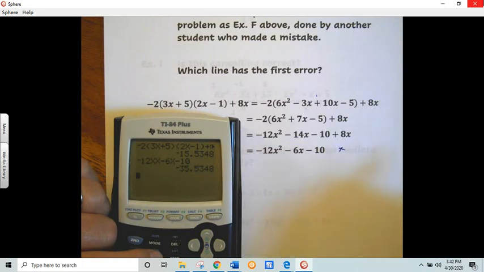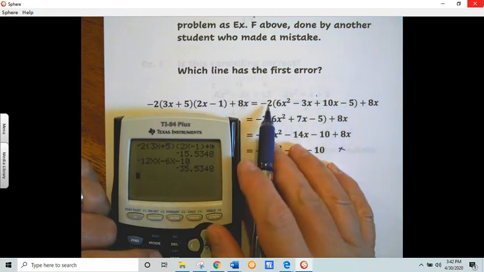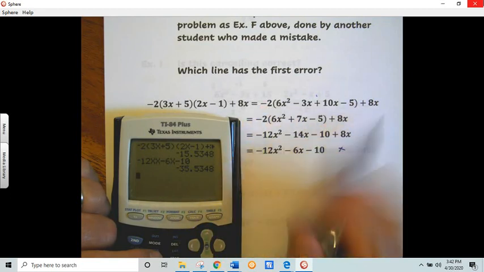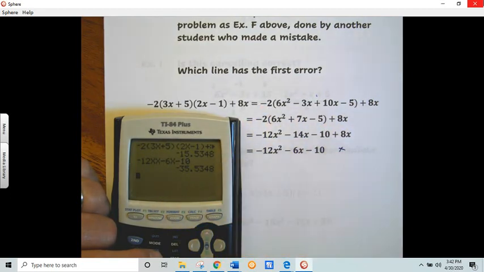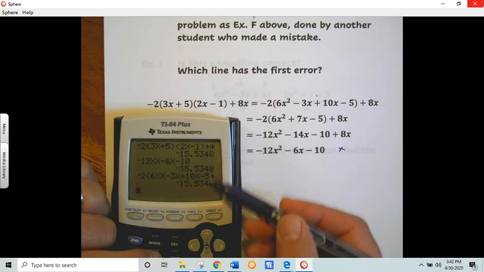So now what we have to do is we have to troubleshoot. We have to find out where we made our mistake so we can fix it and get full credit for this problem. So I'm going to come up here and type this one to see if I get what I should have. Negative 2 times 6x squared minus 3x plus 10x minus 5 plus 8x. And that one worked out okay. It's still equivalent to what it should have been.